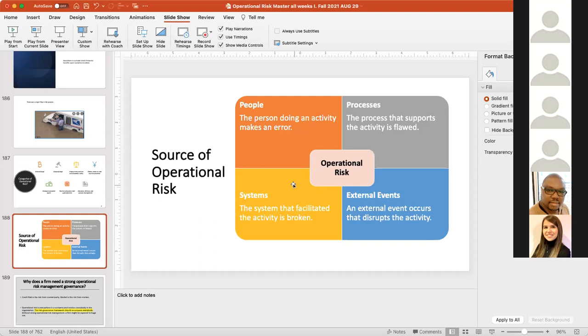Now, the system that facilitated the activity is broken. If you look at systems in terms of IT, then I guess it doesn't fall in that bucket. The external events that disrupt the activity, that could be the hurricane itself, the flooding that didn't go away. So what I came up with, and again, it's subjective, was three out of the four. Anybody think that anything I identified shouldn't have been in there?